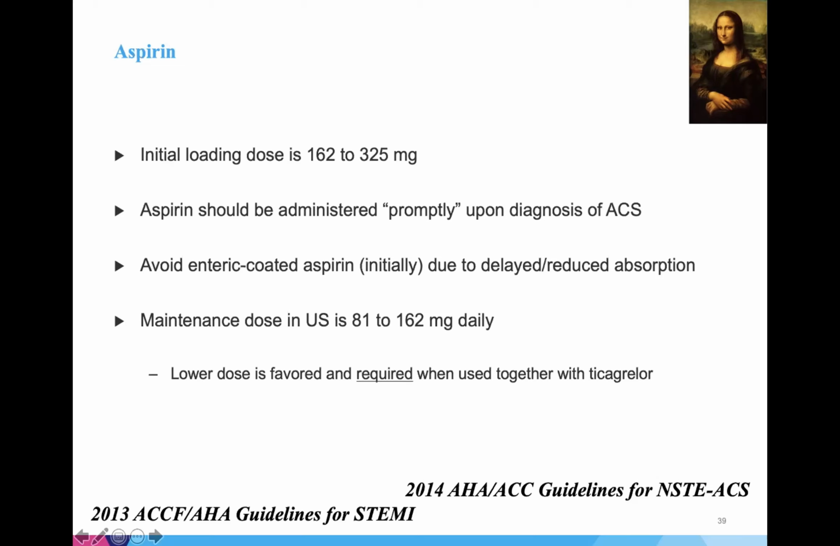Aspirin for the acute management of ACS remains a mainstay with an initial loading dose of either 162 or 325 milligrams. Our guidelines suggest that this should be given promptly upon diagnosis of an acute coronary syndrome. A key take-home point that I would emphasize is that after that first loading dose, there's effectively no reason for ever a patient to be taking more than baby dose aspirin.